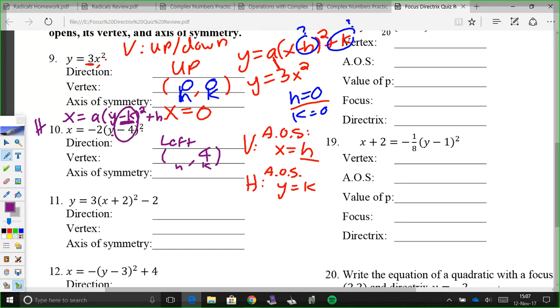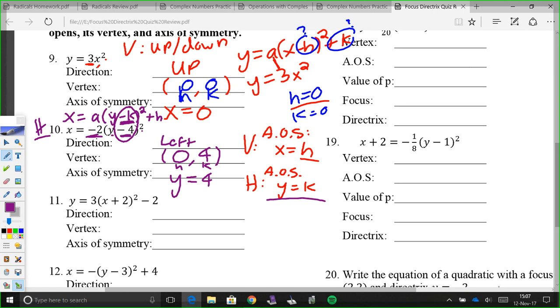Now I'm looking for h, and I don't see h. I only see the a value and the k value here. H is not here, so h is 0. So the vertex would be 0, 4. And the axis of symmetry, because it's horizontal, remember horizontal axis of symmetry is y equals k. So it's y equals 4, right? Because k, we've mentioned, is 4.